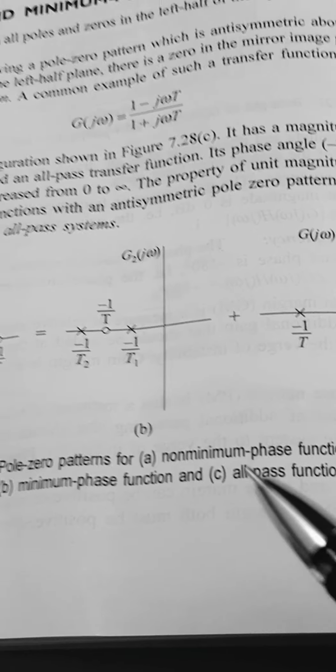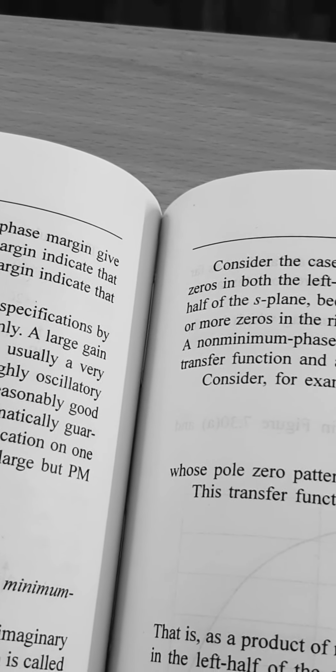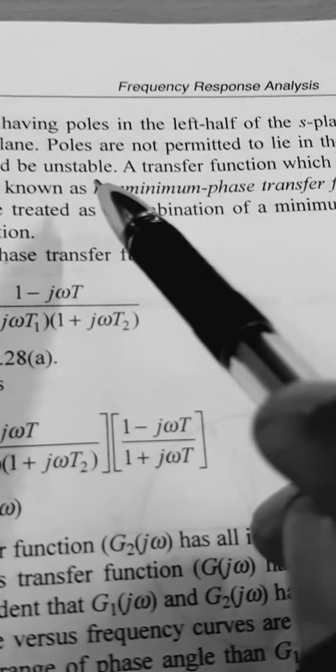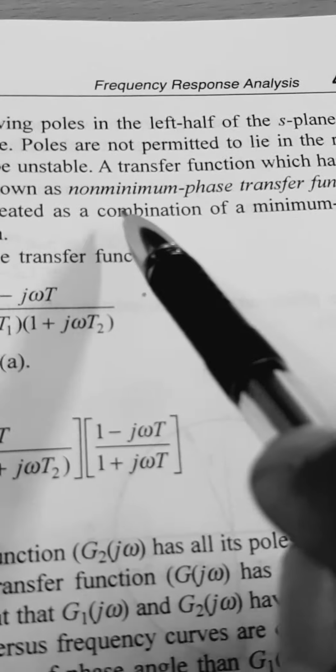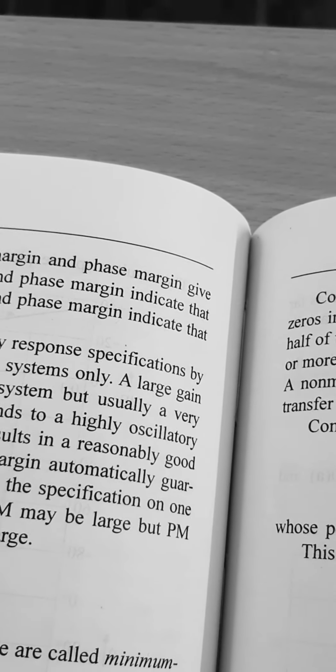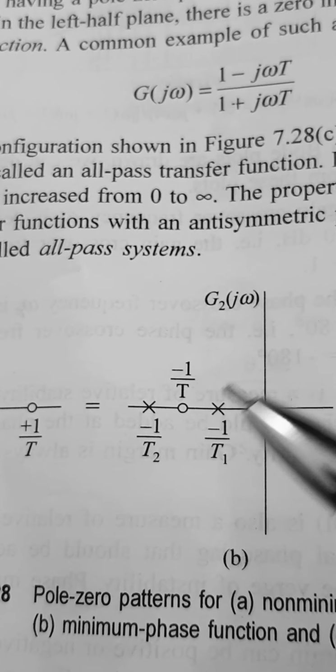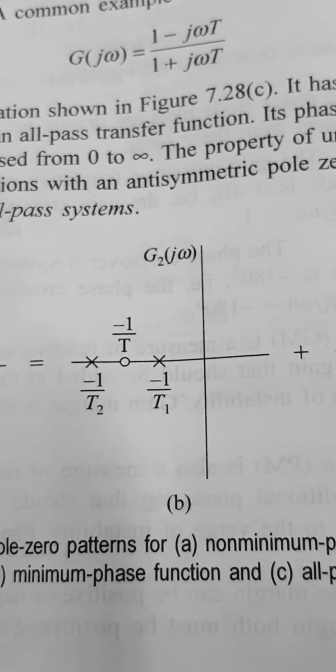So that is known as a non-minimum phase function. The corresponding transfer function is known as a non-minimum phase transfer function. And normally poles are not allowed to stay to the right of the S-plane. If poles are on the right of the S-plane, it is unstable. Okay.